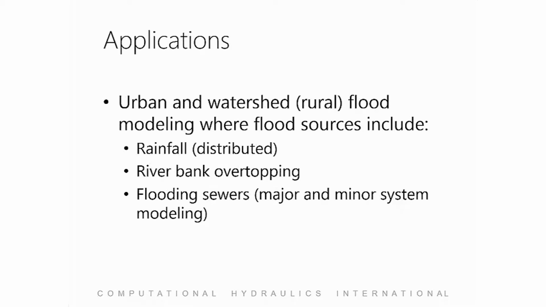The applications for 2D modeling include urban and watershed flood modeling, where flood sources include distributed rainfall, riverbank overtopping, and flooding sewers, such as a major and minor system or a dual drainage system, where you have your roadway conveyance going into your minor system or your pipes underground.